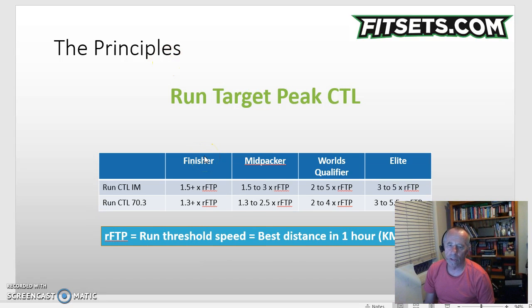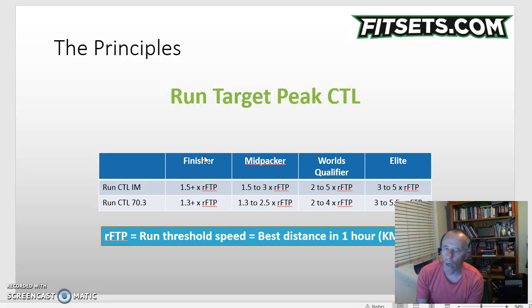Run target, we split it by the length of the run. It's interesting for the cycle, you notice they didn't have Ironman and 70.3 separation. That's because the bike for 70.3 and Ironman is very, very similar. Generally, the volumes you're going to do and the CTL you need are the same because it's low impact. To really perform well, you need to do that sort of volume, whether you're doing Ironman or 70.3.